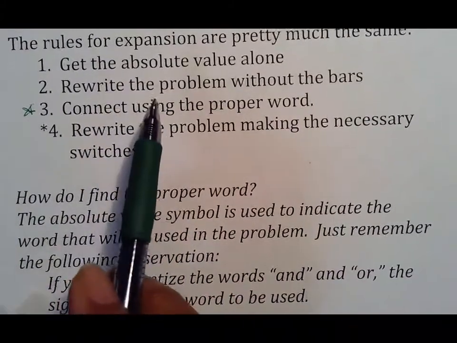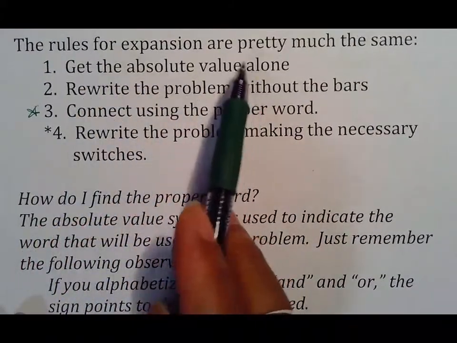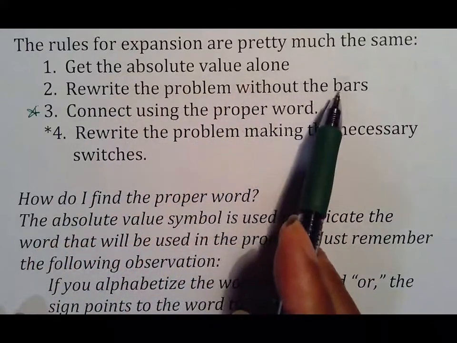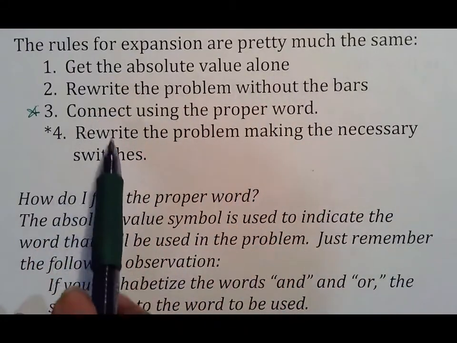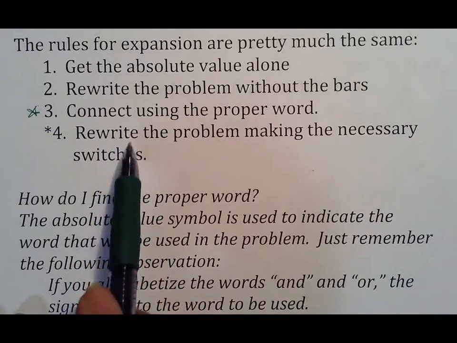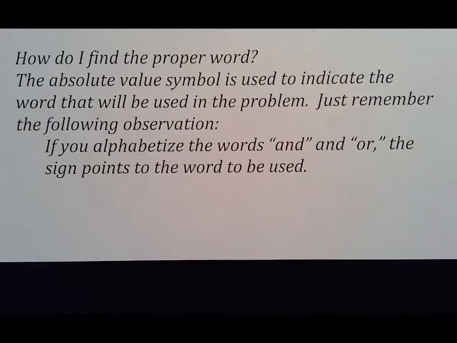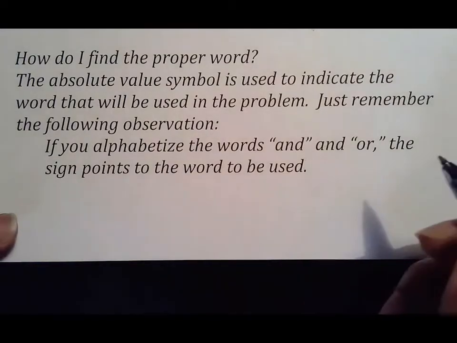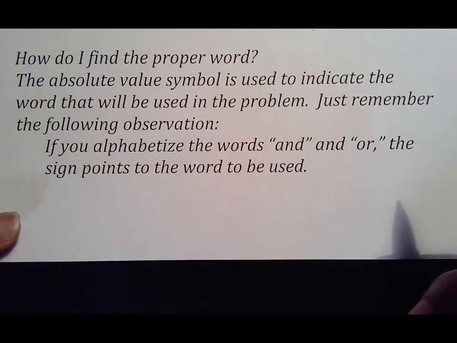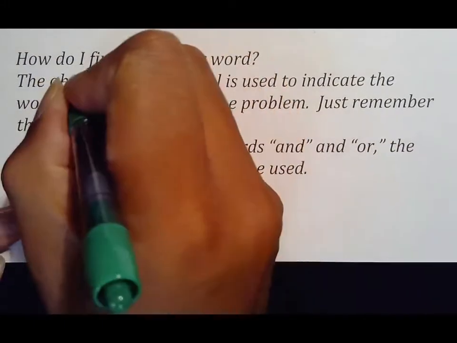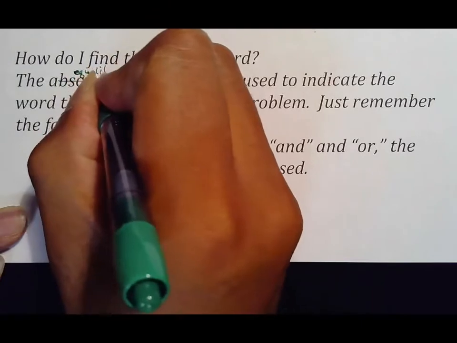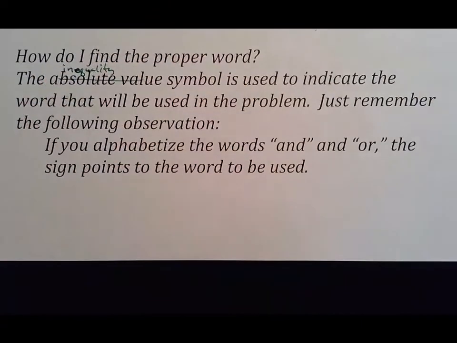We should, at this point, if you've done your work, know how to get the absolute value alone. We should know how to rewrite it without the bars. The key thing is, in your rewriting without the bars, it has to be done the right way. So how do you find the proper word? The inequality symbol is used to indicate the word that will be used in the problem. Just remember the following observation. I'm sorry, it shouldn't be absolute value symbol. That should be the equality symbol. And actually it's inequality symbol.